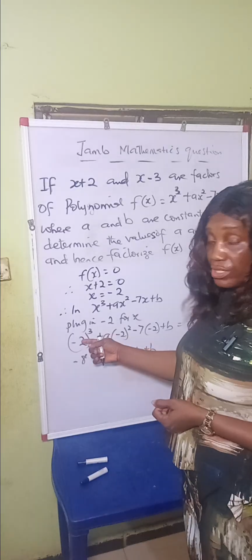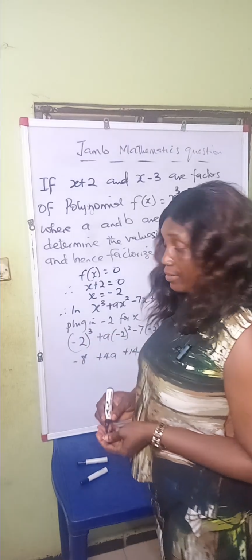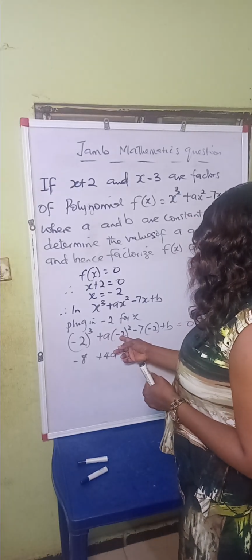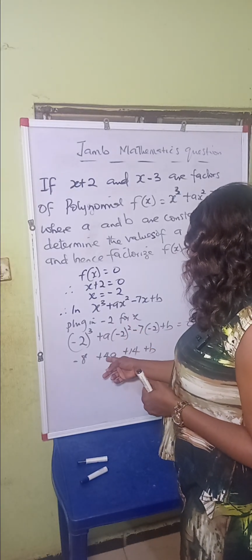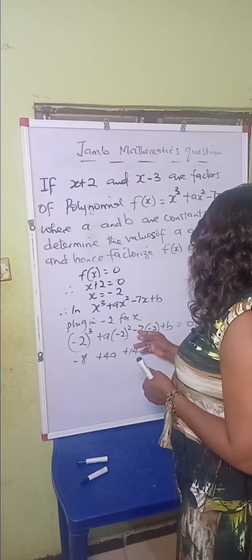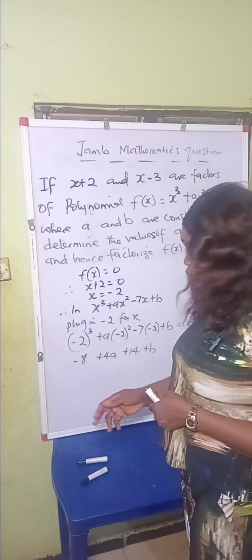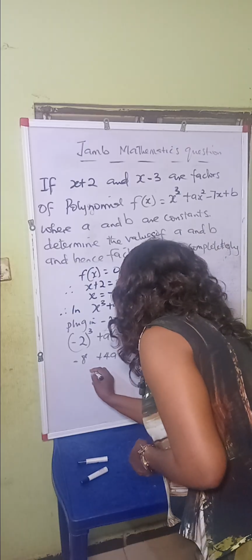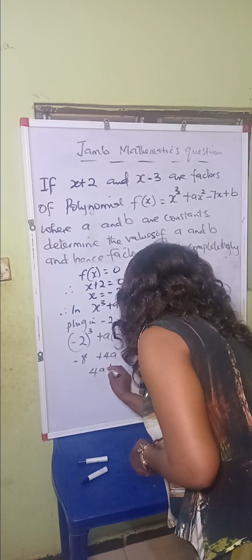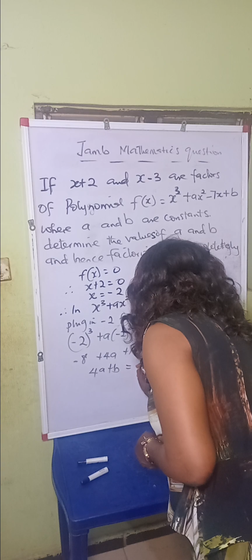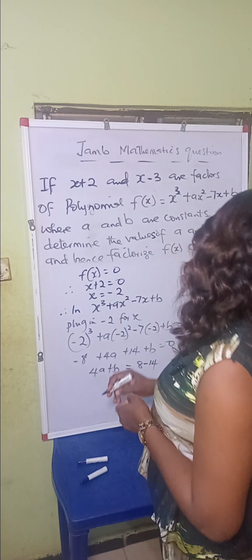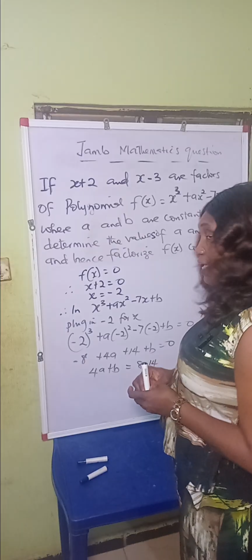In case you have forgotten, when we have the odd power, the value is always negative, okay? Then minus 2 squared will give us plus 4. Then minus 7 times minus 2 will give us plus 14, all equal to 0. So we now have 4a plus b is equal to 8 minus 14, or minus 14 plus 8.